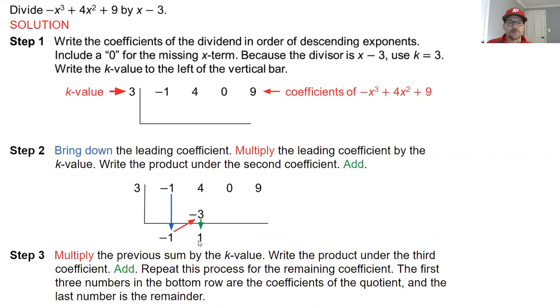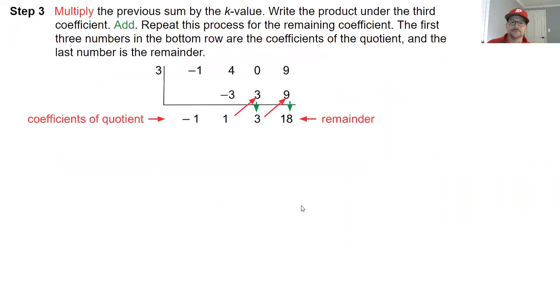And then you're just going to keep repeating that process with what you got. So you're going to take your k value, 3 times 1, write it here underneath your next coefficient, add. 3 times whatever that number is underneath your next coefficient, add, and you're just going to keep repeating that process until you filled out all of your coefficients in that second line. So we had our 3 times 1 to get 3, adding these two to get the 3. 3 times 3 is 9, adding those together to get your 18, and this last number is your remainder. So if this number is 0 at the end, you do not have a remainder.